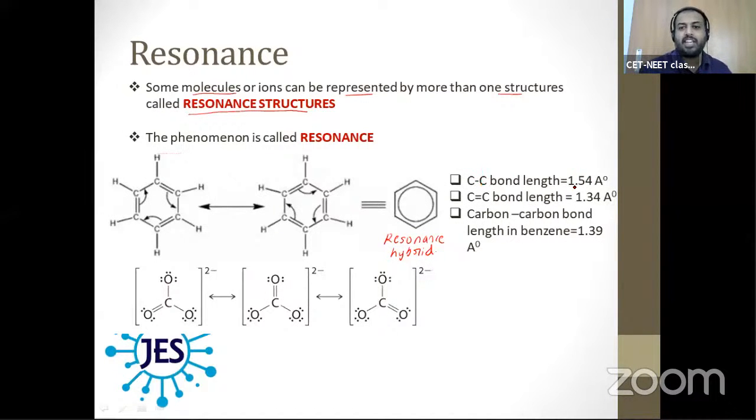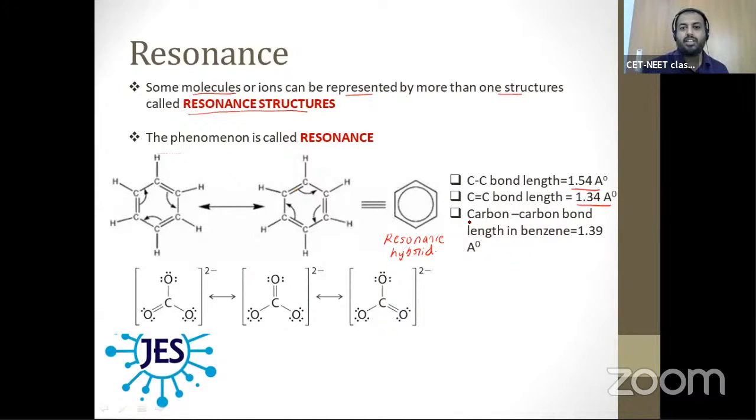Carbon-carbon single bond length is 1.54 angstroms. Carbon-carbon double bond length is 1.34 angstroms. In benzene, if this phenomenon of resonance were not to exist, if resonance as a concept or phenomenon did not exist, then we should have got two types of carbon-carbon bond lengths: one carbon-carbon single bond length and another carbon-carbon double bond length, right?